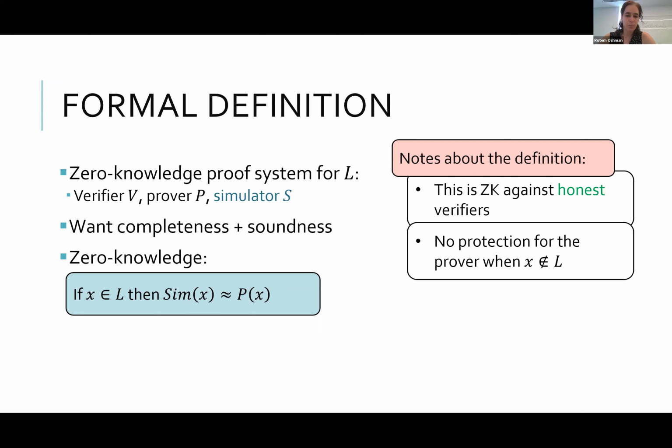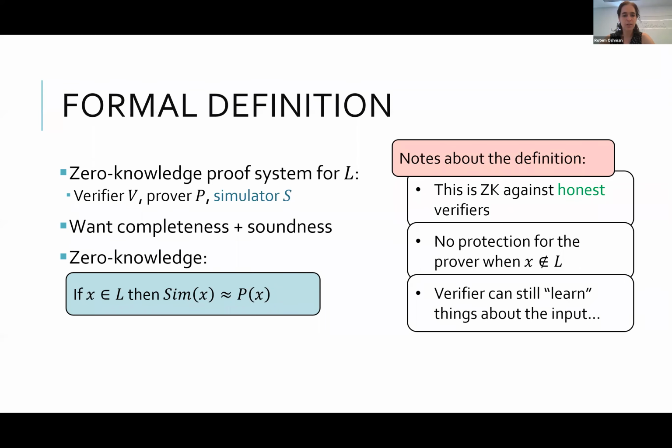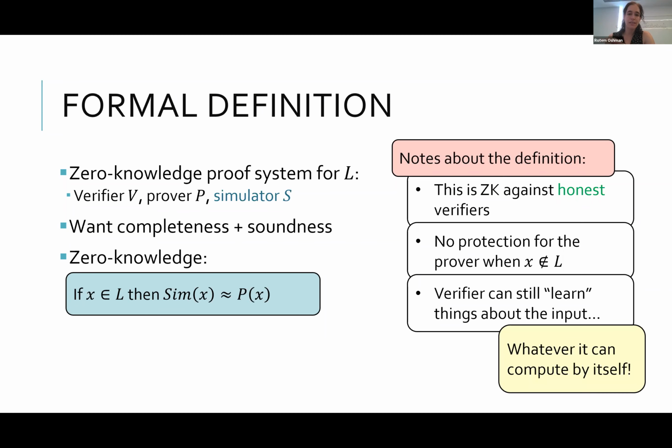And finally, and this is really important, the verifier can still learn stuff about this input X, because the verifier is a polynomial Turing machine. It can compute things about X, right? Maybe not determine if it's in L or not, but it can still do some computation and learn things that it didn't know initially. So zero knowledge really only protects the prover. The verifier can figure stuff out, but only stuff that it can compute by itself. It can't learn anything from the prover that it was not able to compute alone. So this is the formal definition of zero knowledge.